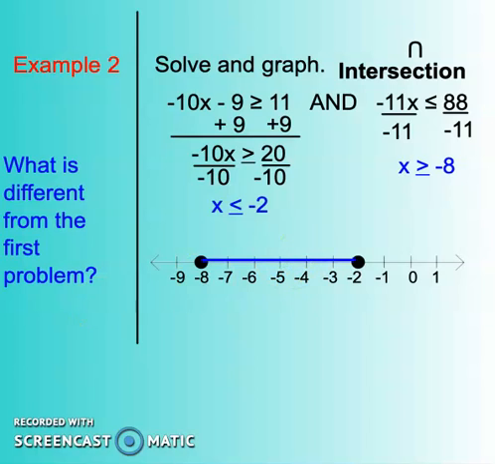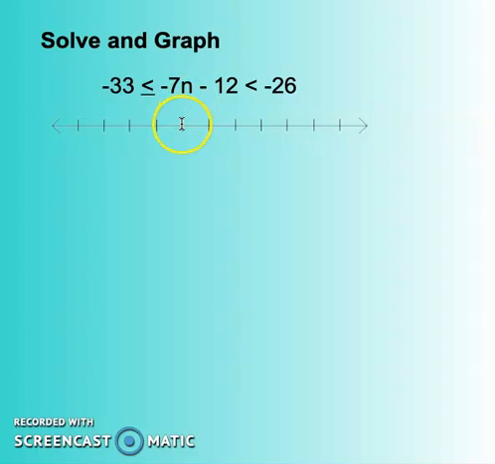Okay, so now what if I have one that looks like this? Well, first of all, I can break this up into two.